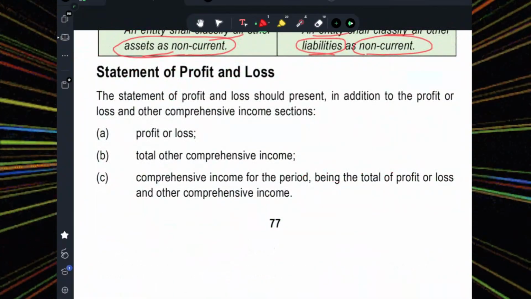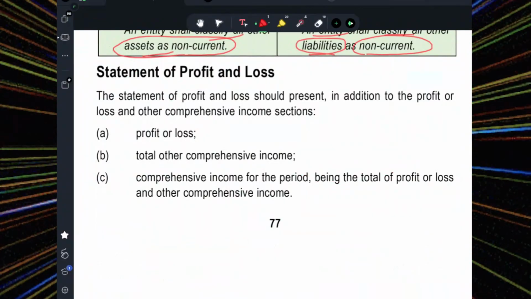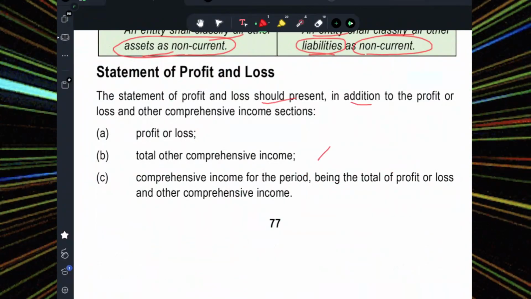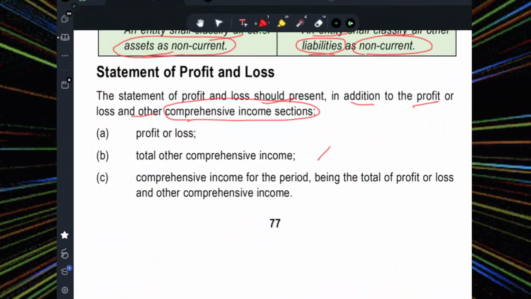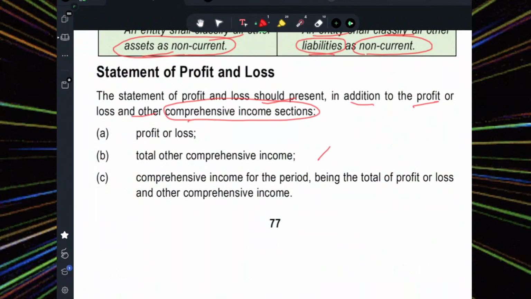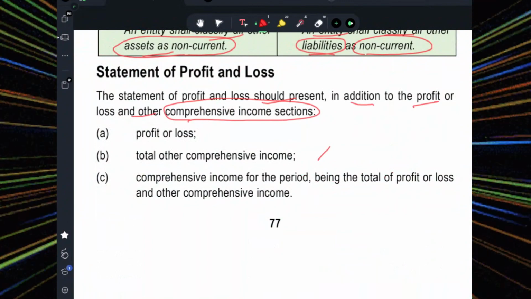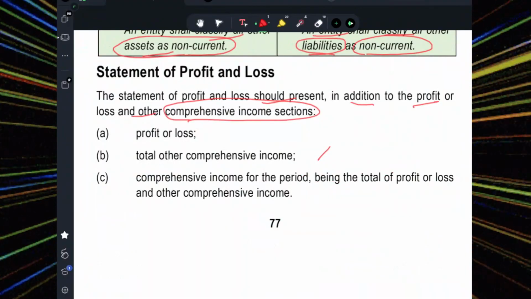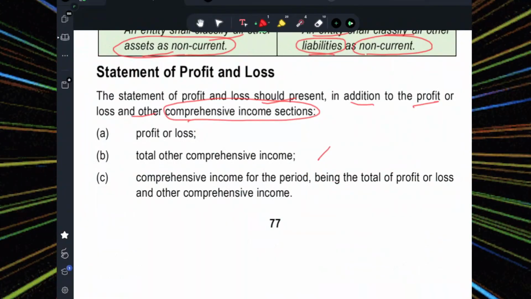So, the statement of profit and loss account. What is this stage? The statement of profit and loss account should present, in addition to profit and loss, an other comprehensive income section. Usually, the statement of profit and loss account has only income and expenses. But right now, they have brought in an additional point, that is the comprehensive income section.